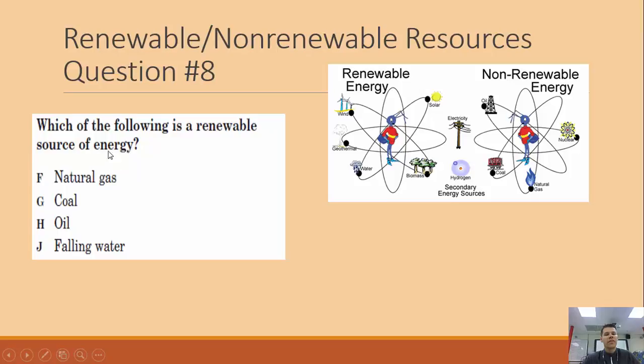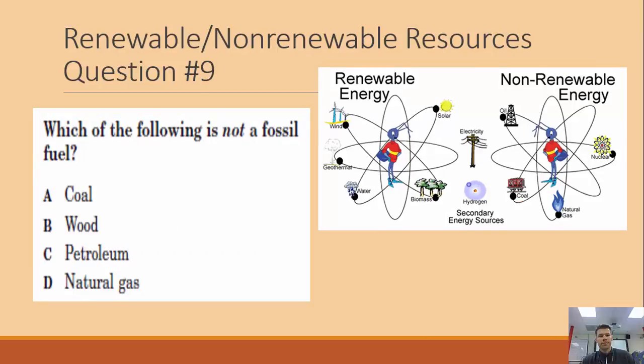All right, so which of the following is a renewable source of energy? Not natural gas, not coal, not oil, but falling water over a dam that turns a turbine and generates electricity. So the answer to number 8 is J, falling water.